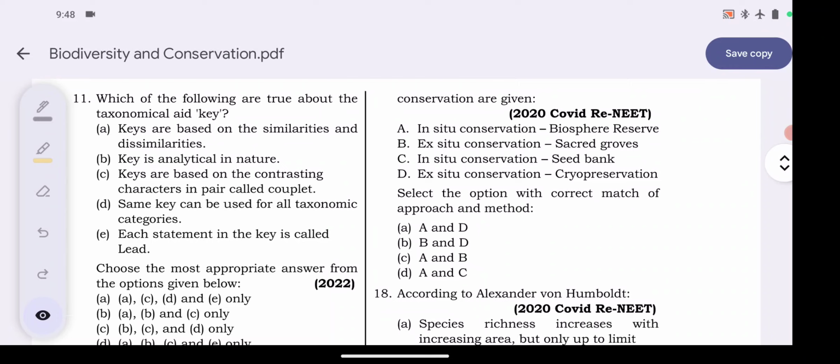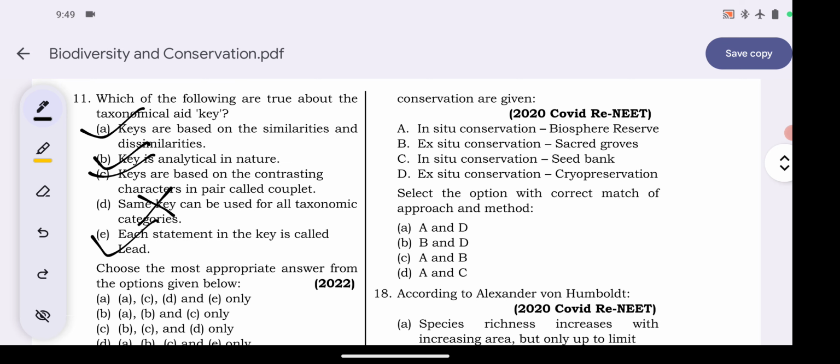Question number 11. Which of the following are true about the taxonomical aid key? की के बारे में कौन सा स्टेटमेंट करेक्ट है, कौन सा ऑप्शन? देखो, keys are based on similarities and dissimilarities, बिल्कुल सही. Key is analytical in nature, कोई एनालाइज कर सकता है की को, बिल्कुल सही है ये. Third, keys are based on contrasting characters in pair called couplet, ये भी स्टेटमेंट करेक्ट है. Fourth, some keys can be used for all taxonomic categories, ये गलत हो गया, सबके लिए अलग अलग की होता है. Fifth, each statement in the key is called a lead, correct one.